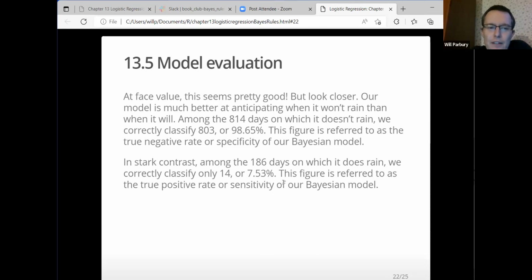This is referred to as the true negative rate, or the specificity of our Bayesian model. In stark contrast, among the 186 days on which it does rain, we correctly classify only 14 of them. So 186 days of rain, and the model only predicts 14 days correctly. That's not very good. This figure is referred to as the true positive rate, or sensitivity, of our Bayesian model.